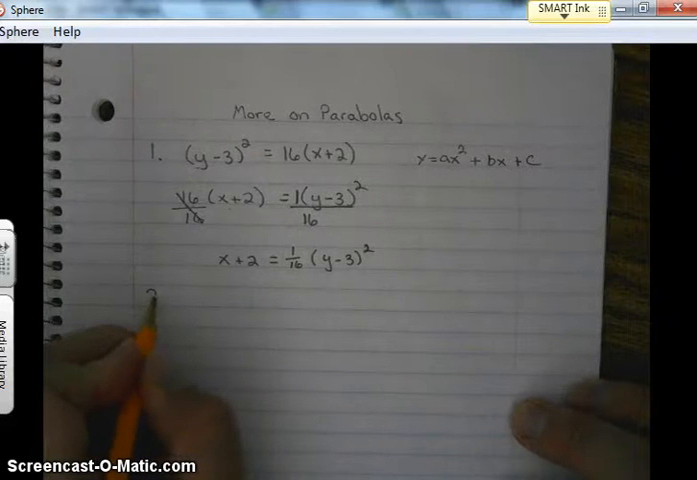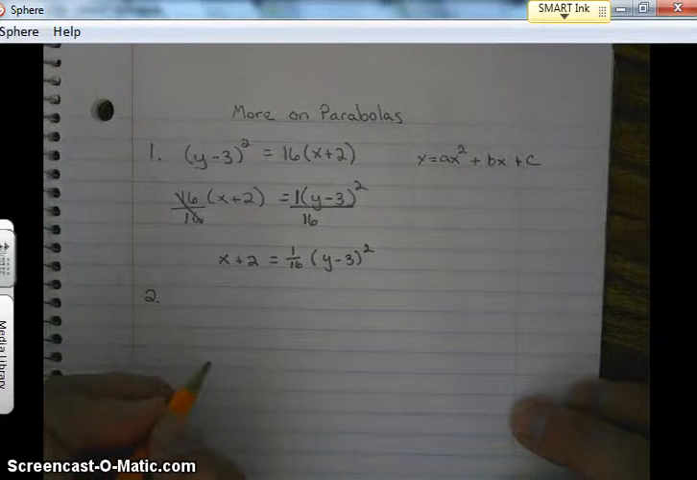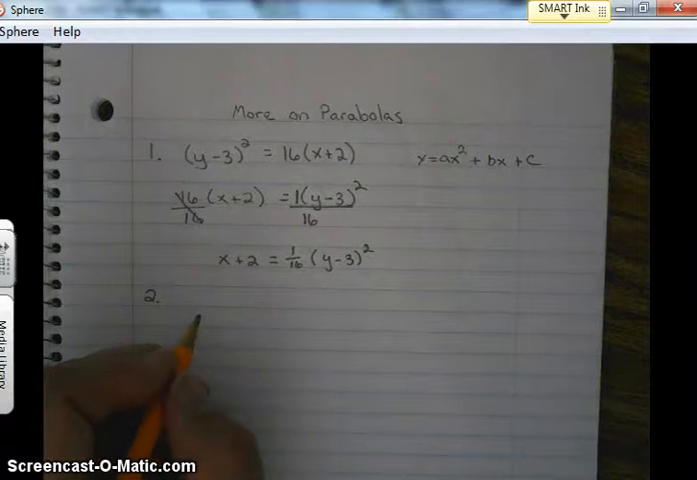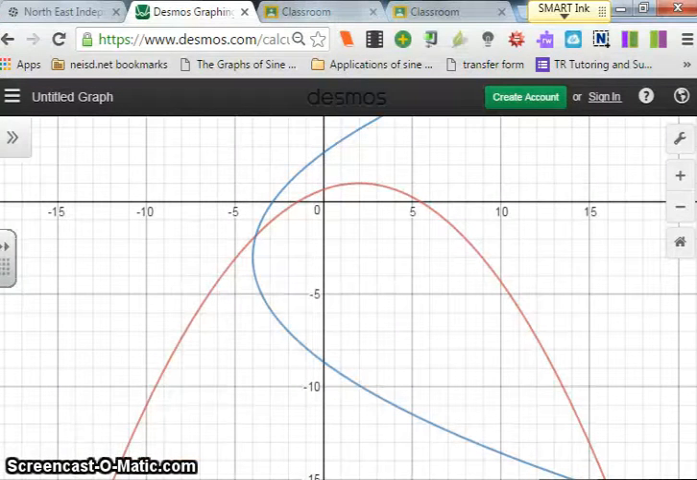Okay, so the second thing is if you're given a graph, and you have to write the equation, find the vertex, focus, directrix, if you're given a graph. So let's go to Desmos, and let's go ahead and take a look at the red one first. So notice this is a parabola that opens down, so we know the a value is going to be negative.